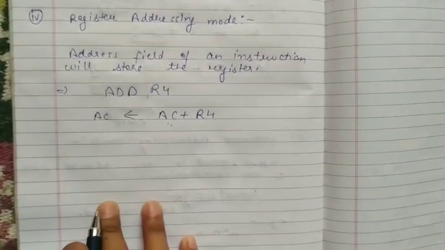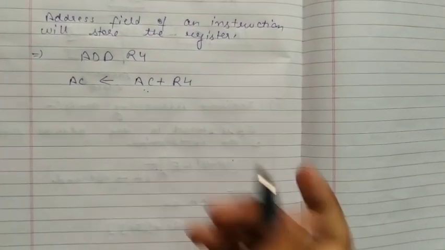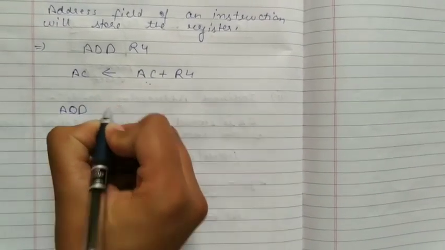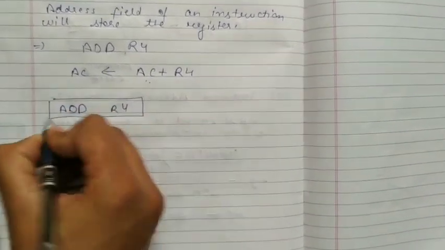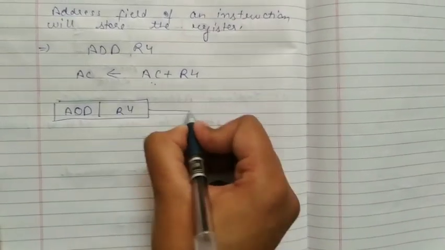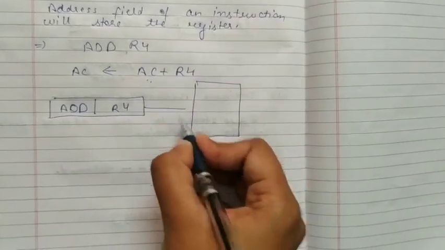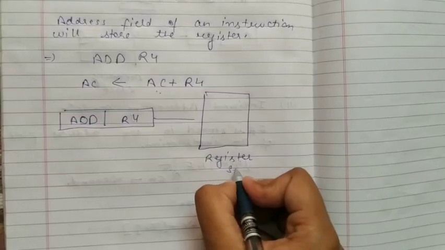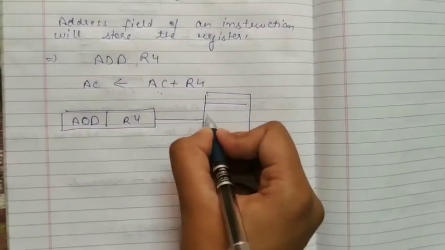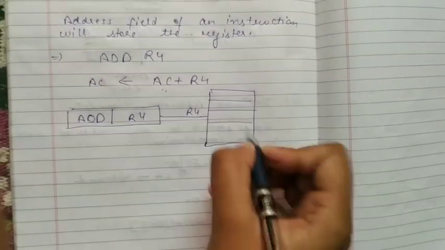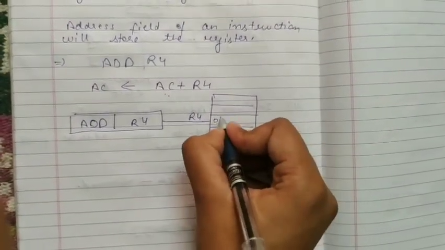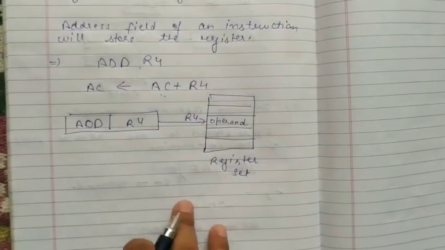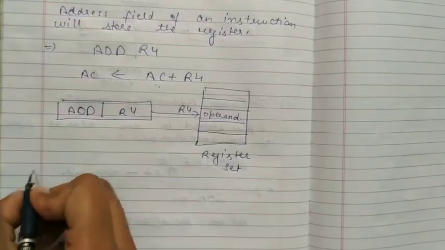So how is it going to work? Graphically, we can represent it as add R4. Here we have our instruction. Now instead of using the memory stack, this instruction will fetch its data from the register set, and suppose our R4 is here, then at this location our operand will be residing and the CPU can fetch it from this location. This is the register addressing mode.